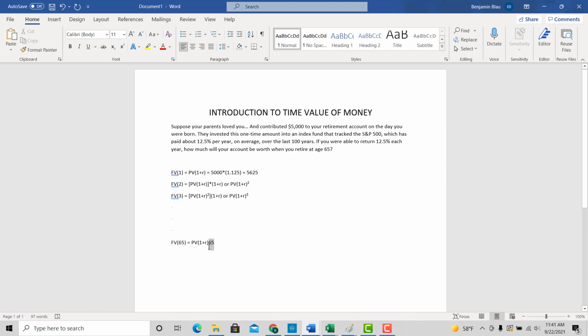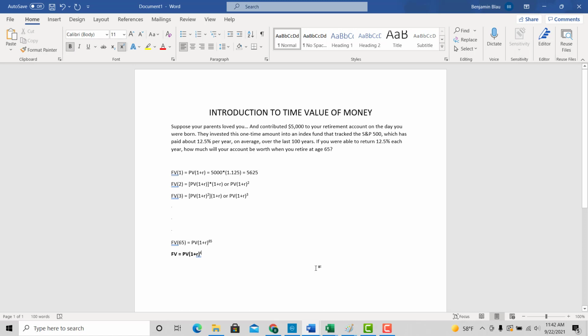In general notation, the formula for future value is simple. The future value is the present value times 1 plus r, the rate of return, raised to the power of t, where t represents time, or the number of years, or the number of compounding periods. So this here is the formula for future value that we use.